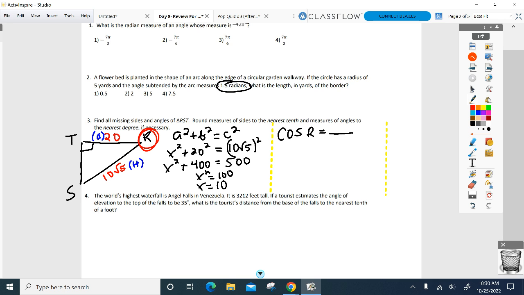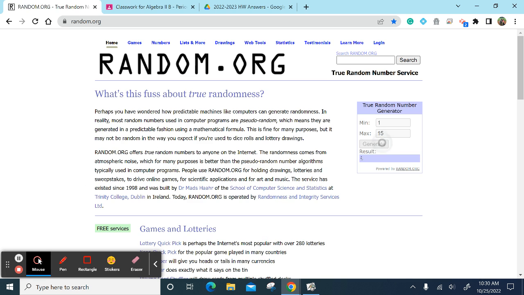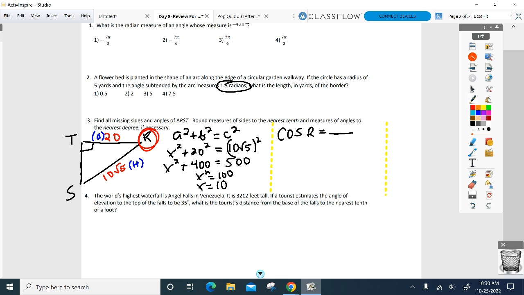How do I put these sides over each other now? What was after the C in SOHCAHTOA? Yep. So what's the adjacent side? 20, over 10 radical 5. There you go.